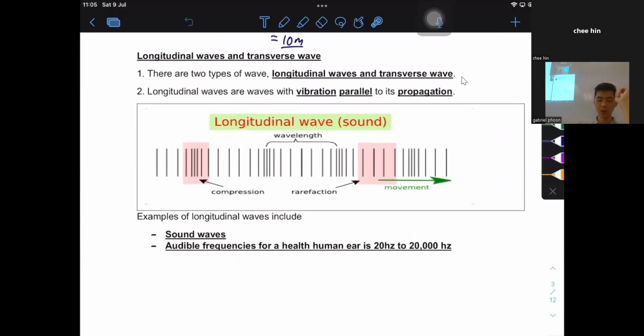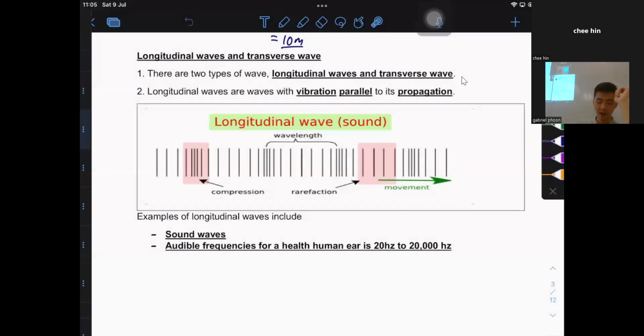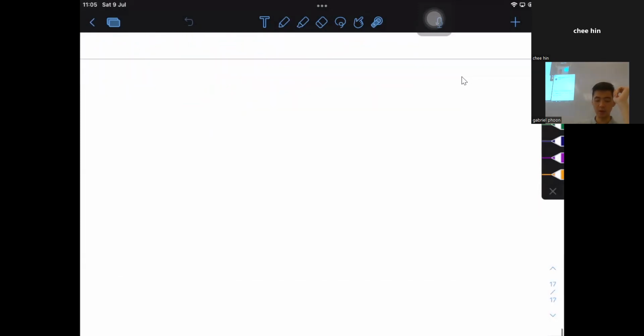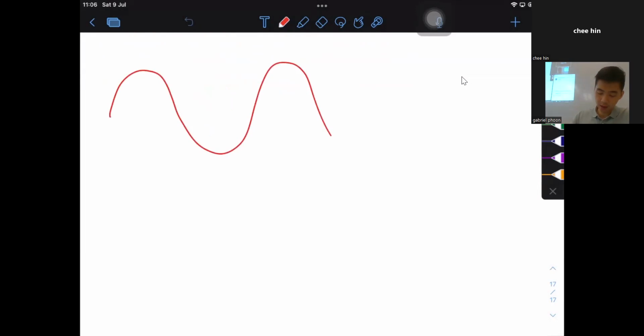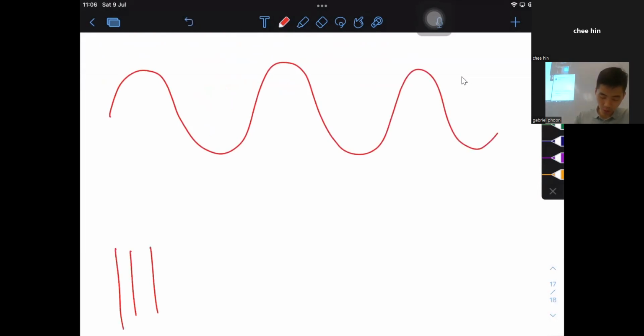Okay. Now, today I'm going to teach you guys how to define a transverse wave and a longitudinal wave. Up until this point, I think everyone should know this by now, but essentially there are two types of wave: either a transverse wave or a longitudinal wave, right? They are either transverse wave or longitudinal wave.